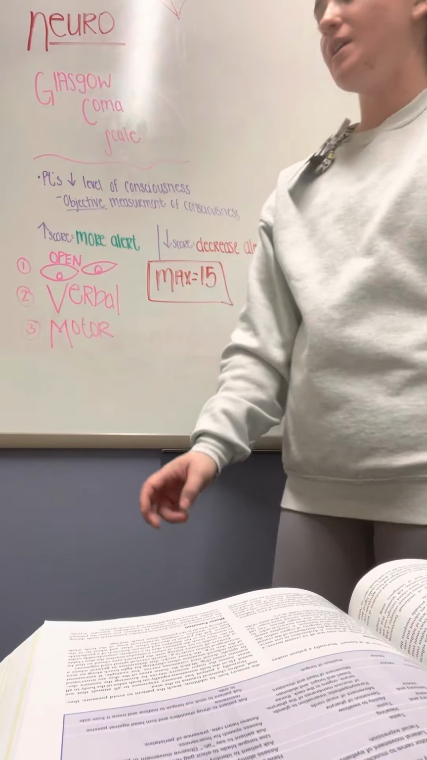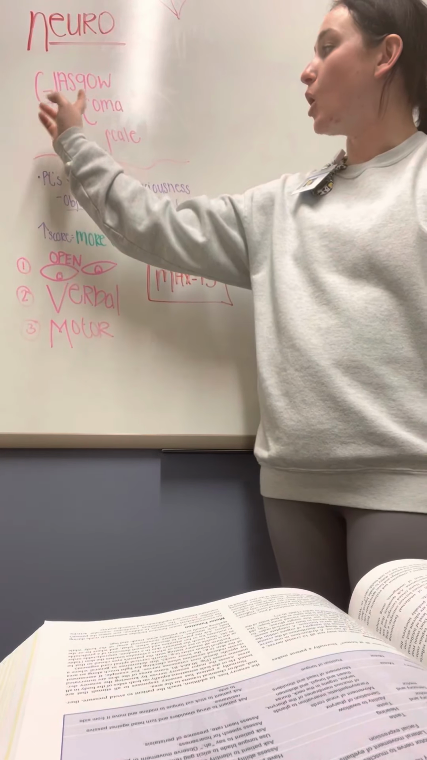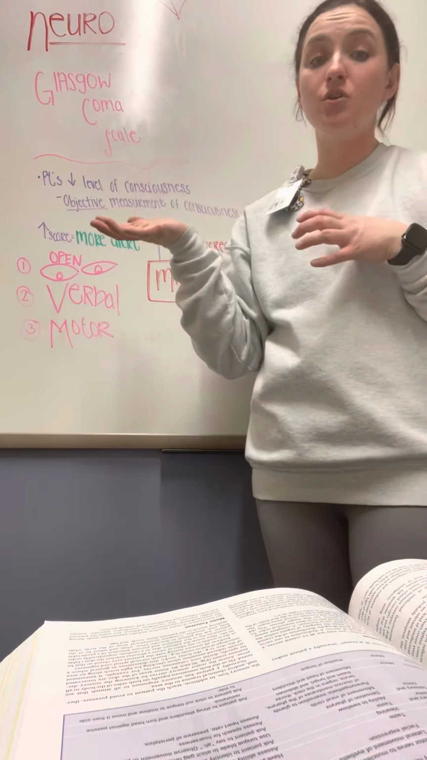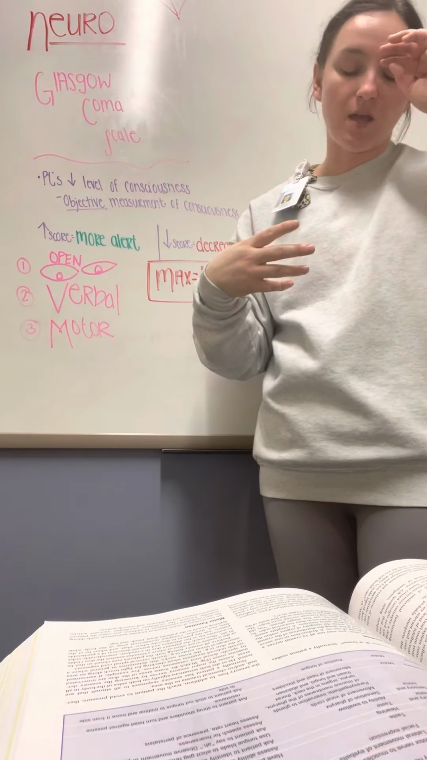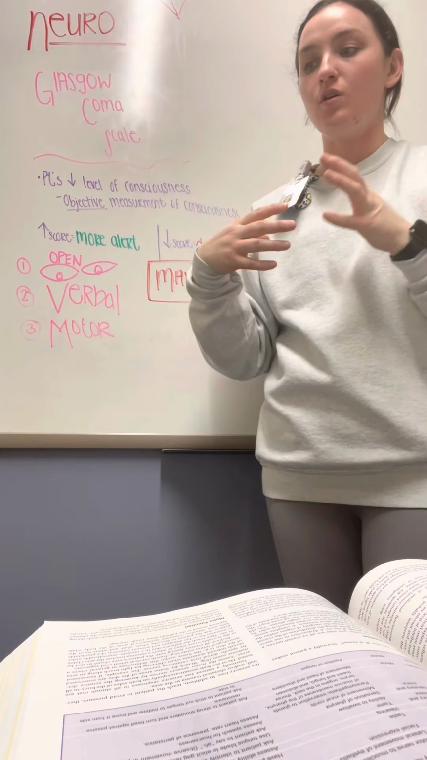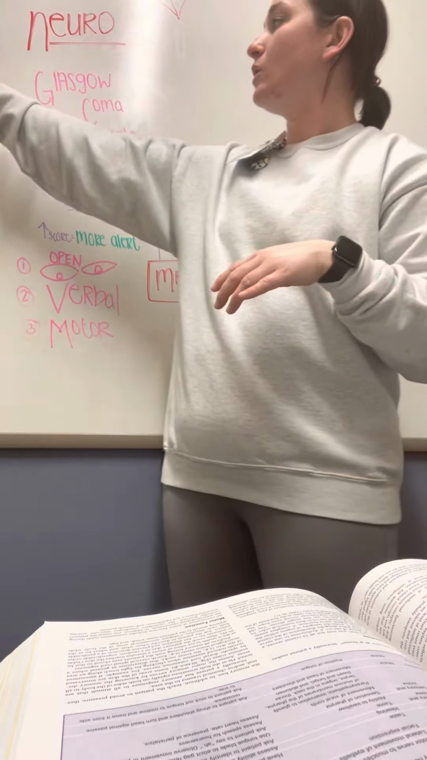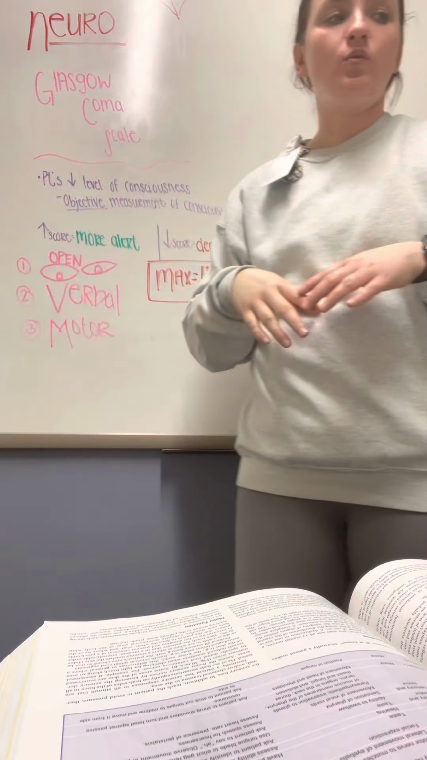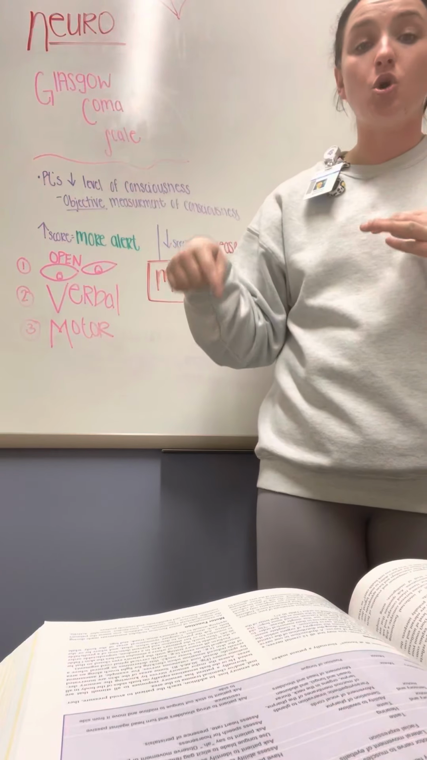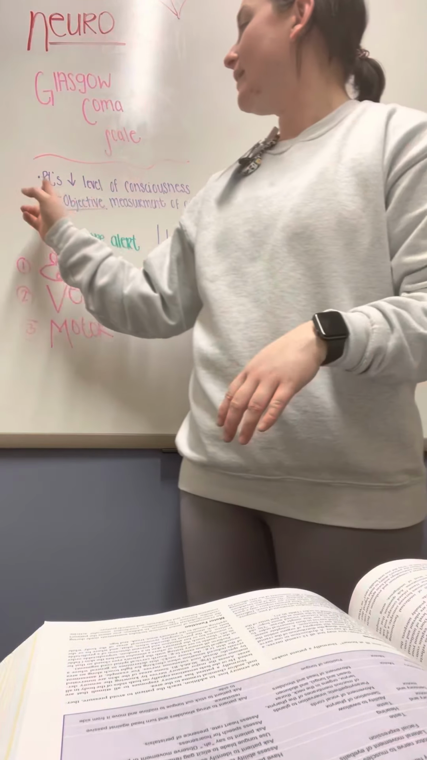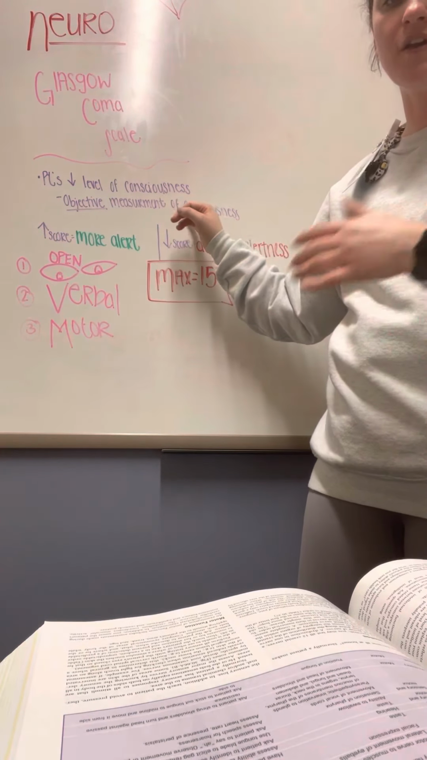All right, so the next bit of information that we're going to touch on is the Glasgow Coma Scale. And we're going to use the Glasgow Coma Scale to measure a patient's alertness or their level of consciousness. So we would mainly probably use this when we notice that our patient's alertness or consciousness level is going down. And this is an objective measurement of their consciousness.